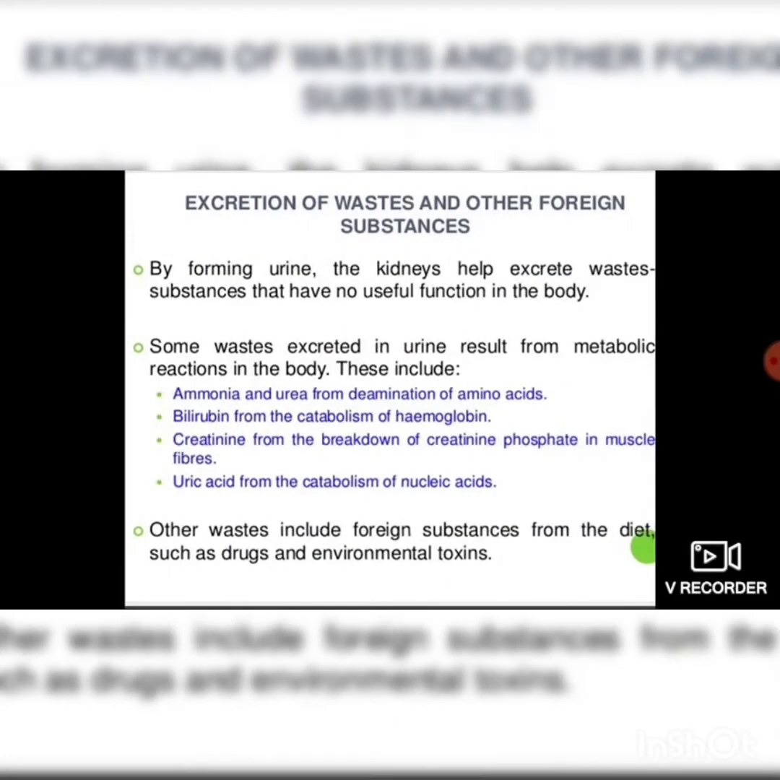So let's start. First is the excretion of waste and other foreign substances, where in urine formation the kidney helps excrete waste substances that have no useful function in the body. Some waste excreted in the urine results from metabolic reactions in the body. This includes ammonia, bilirubin, creatinine, and uric acid, and other waste includes foreign substances from the diet, such as drugs and environmental toxins.